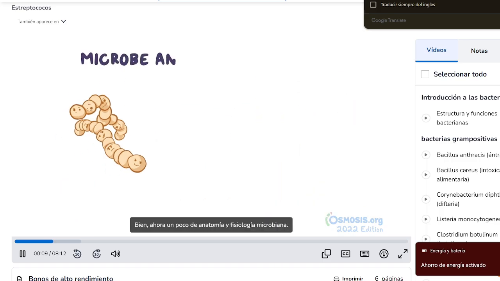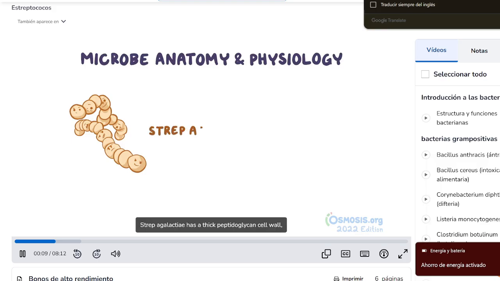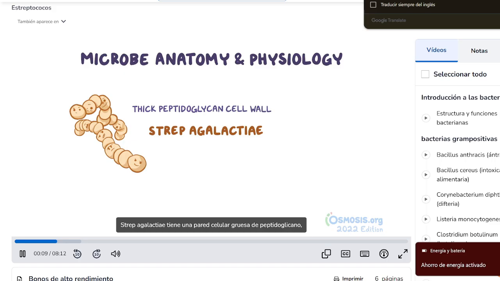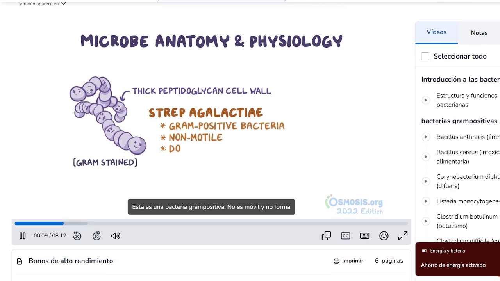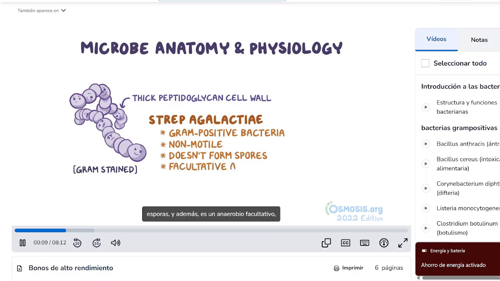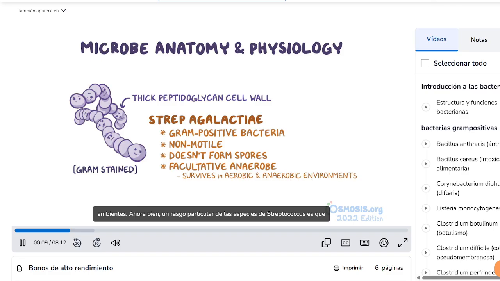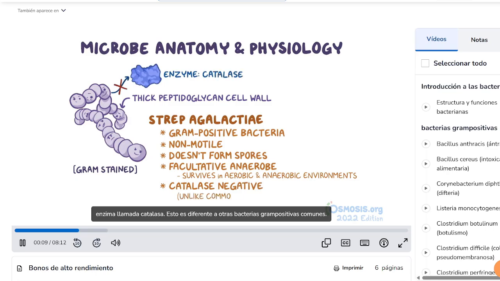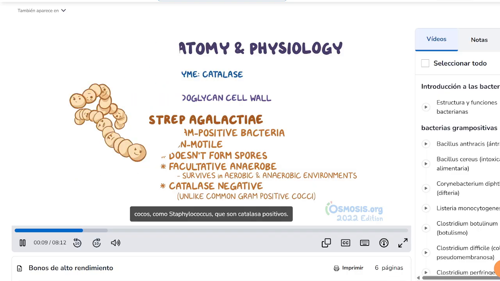Alright, now a little bit of microbe anatomy and physiology. Strep agalactiae has a thick peptidoglycan cell wall, which takes in purple dye when gram-stained, so this is a gram-positive bacteria. It's non-motile and doesn't form spores, and also it's a facultative anaerobe, meaning that it can survive in both aerobic and anaerobic environments. Now, a particular trait of Streptococcus species is that they are catalase negative, meaning that they do not produce an enzyme called catalase. This is unlike other common gram-positive cocci, like Staphylococcus, which are catalase positive.